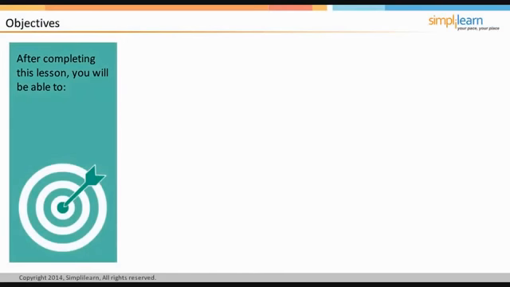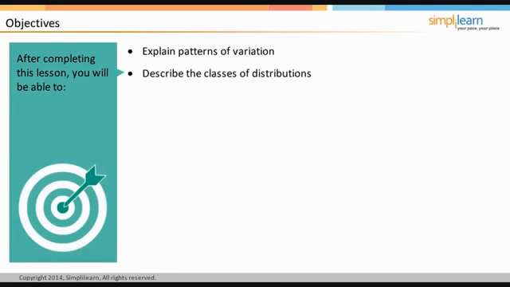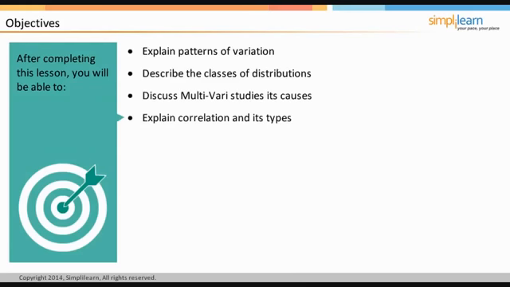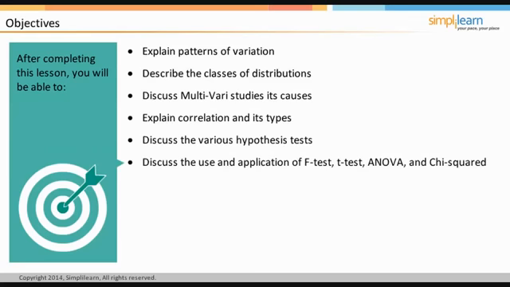After completing this lesson, you will be able to explain the patterns of variation, describe the classes of distributions, discuss multivariate studies and its causes, explain correlation and its types, discuss the various hypothesis tests, discuss the application of F-test, T-test, ANOVA, and chi-squared. Let us proceed to the first topic of this lesson in the following screen.